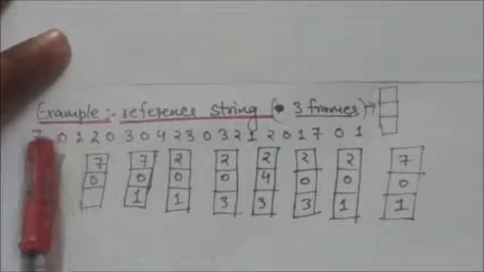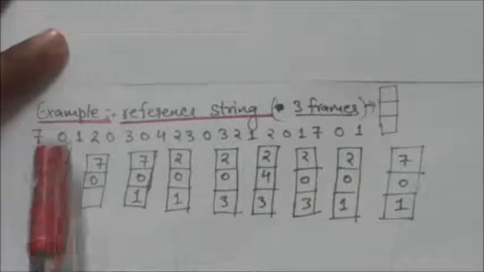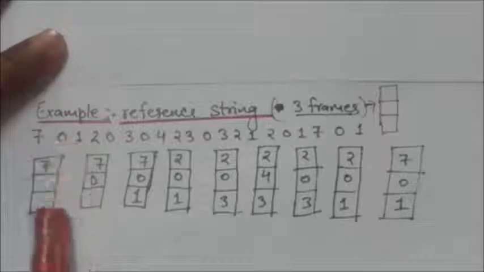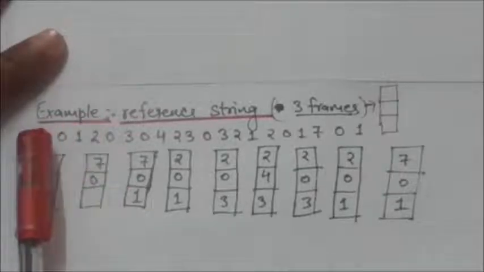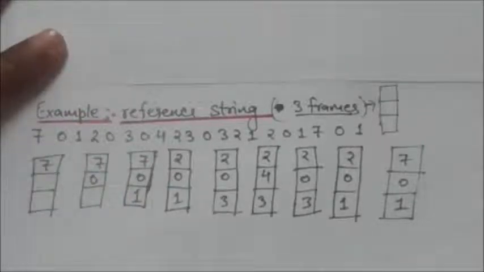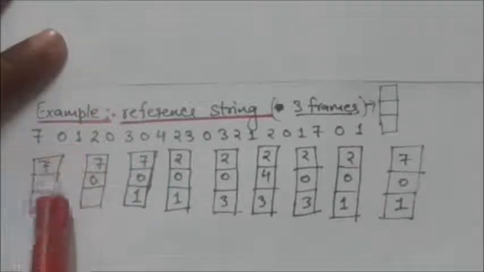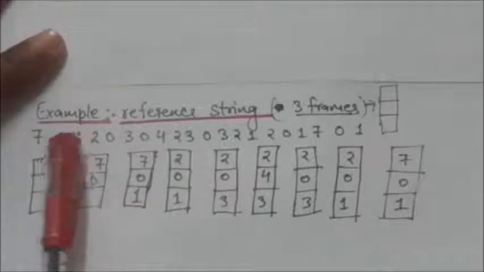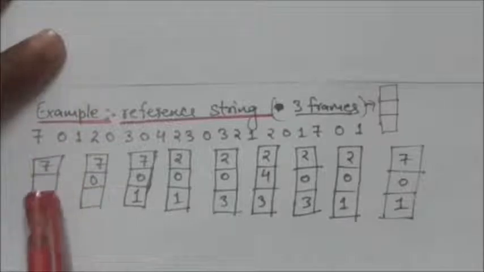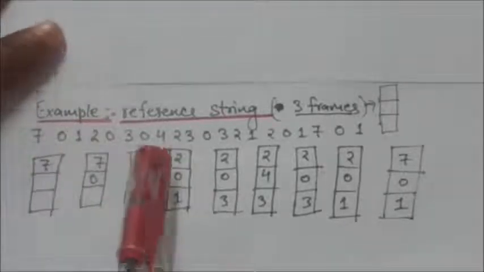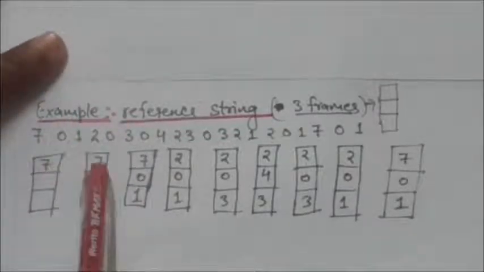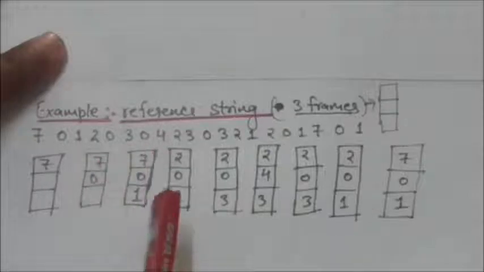So you can see that the first reference is to page number 7. Since initially all the frames are free, we are not having page number 7 in main memory, so there will be a page fault, right? And this page number 7 will be brought in main memory and stored in a free frame. Now the next reference is to page number 0, and page number 0 is not in main memory, so there will be a page fault, right? So again this page number 0 will be brought in main memory.